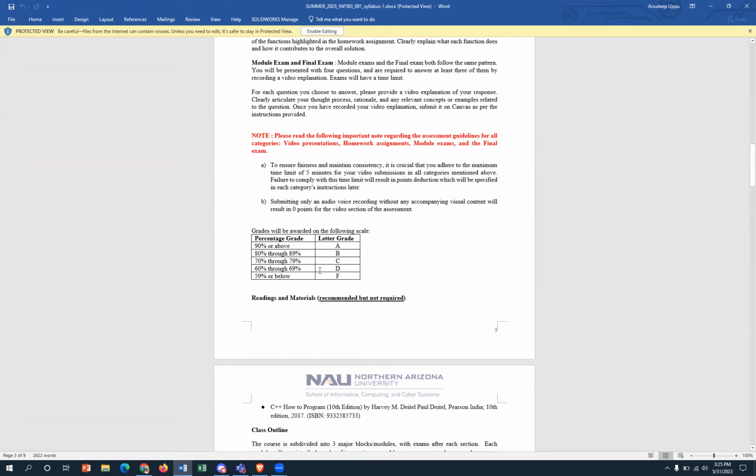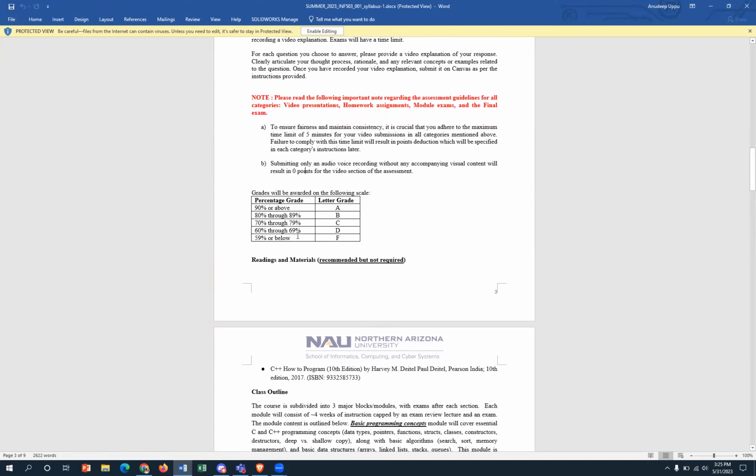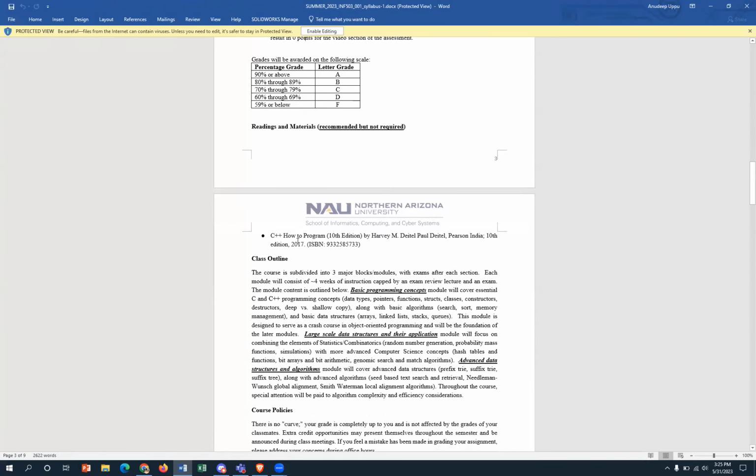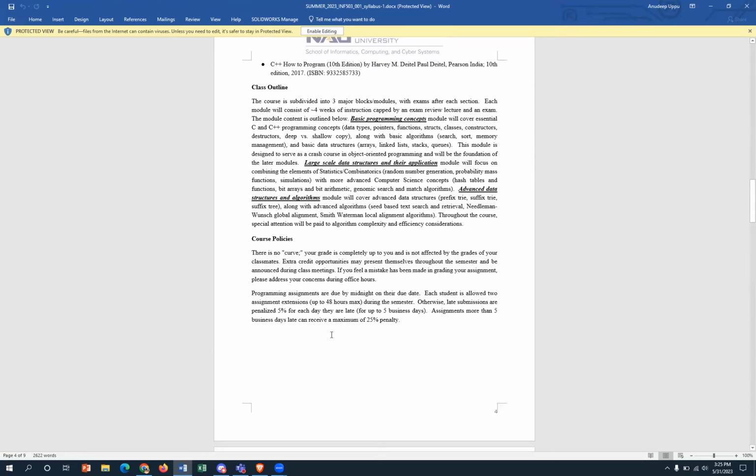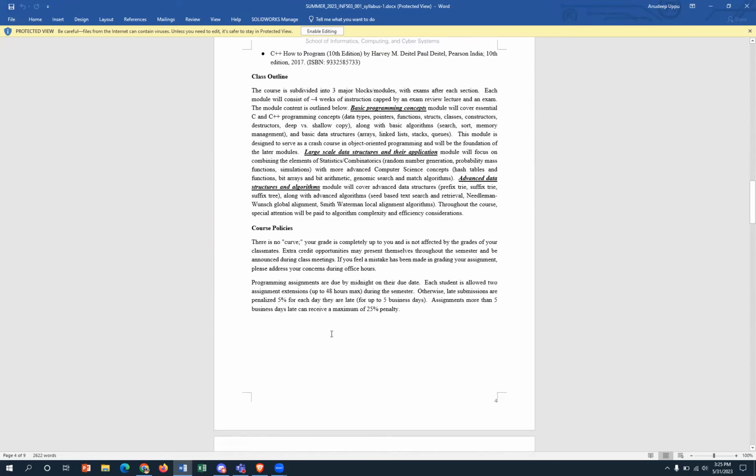And these are the grades. This is a general thing, you can have a look at how the grades work. And if you want to refer to any reading materials, you can always go through this textbook. And this is what the syllabus is about. Just look into the class outline, like what algorithms and what concepts we would be covering in this course. That would be beneficial for you.